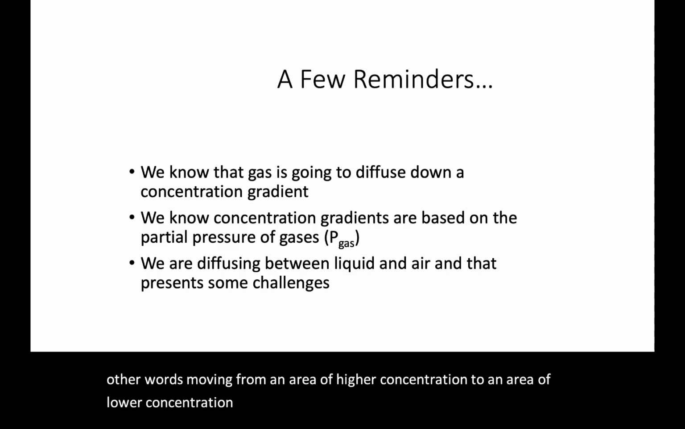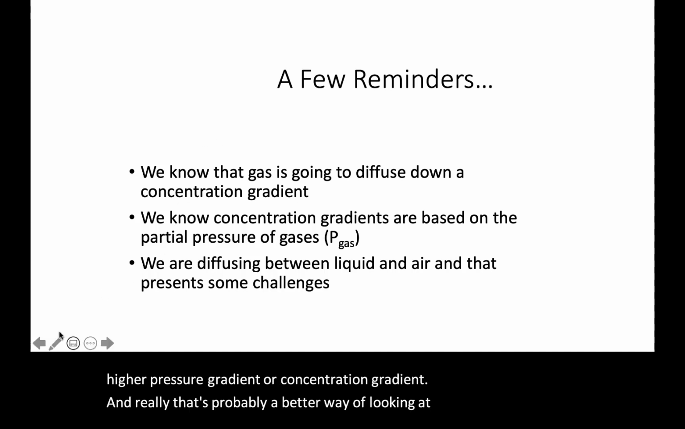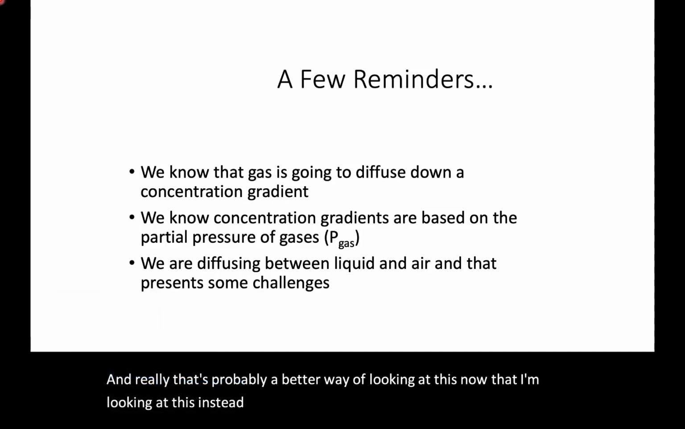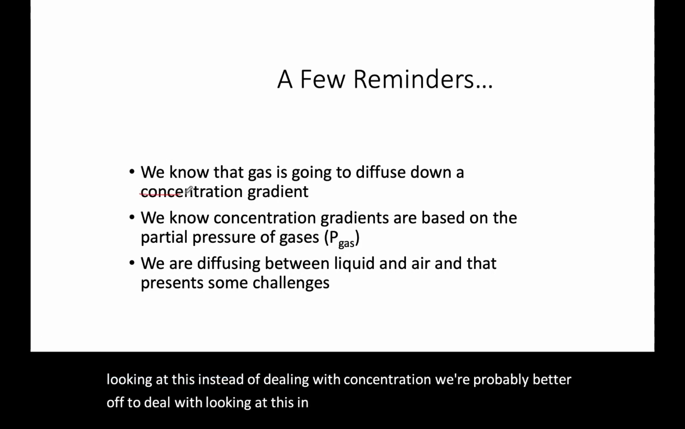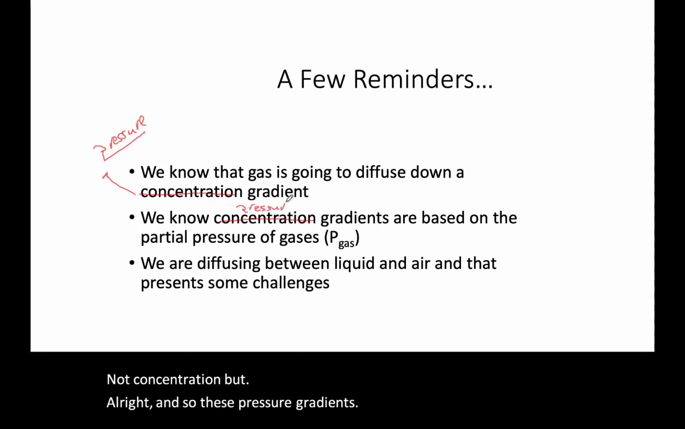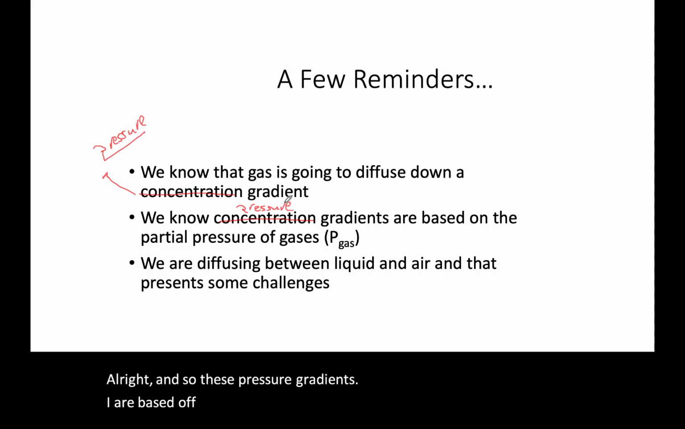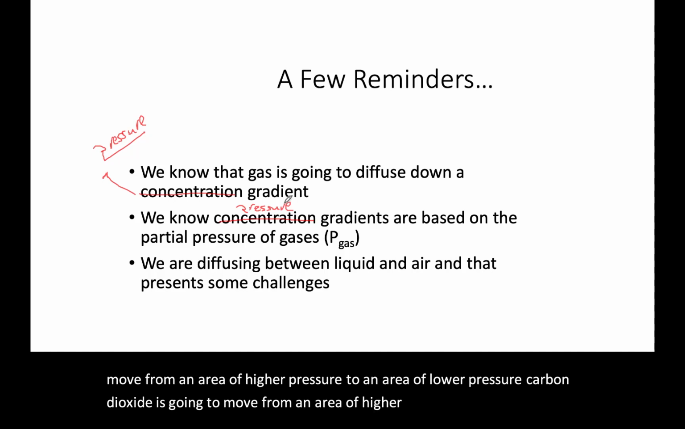So oxygen is going to move from where there's a higher pressure gradient or concentration gradient. And really, that's probably a better way of looking at this. Instead of dealing with concentration, we're probably better off looking at this in terms of pressure. These pressure gradients are based off of the partial pressure of each gas. So oxygen is going to move from an area of higher pressure to an area of lower pressure. Carbon dioxide is going to move from an area of higher pressure to an area of lower pressure.